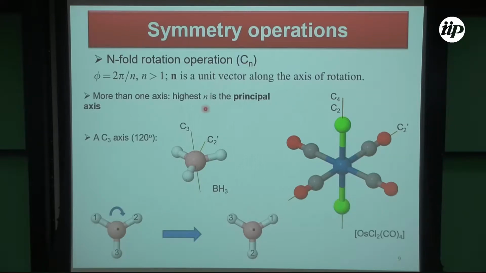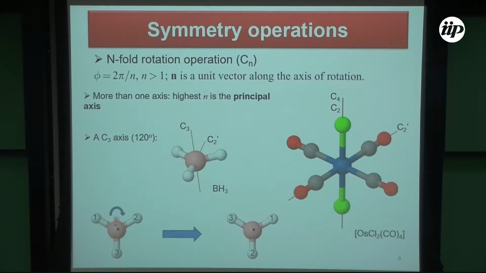So for example, this molecule here has a C3 axis. Actually, we have three C3 axes, because we can rotate here. So we have one axis here, and one C3 axis here, so we can do the rotation perpendicular to it. This is the highest order, the highest n, and this is the principal axis, this one here. And then we have three C2 axes here.